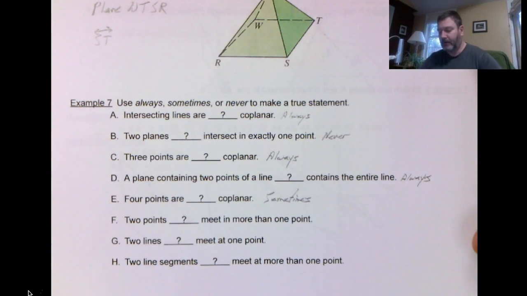Two points always, sometimes, or never meet in more than one point. Is it possible for two points to meet in more than one point? Never.